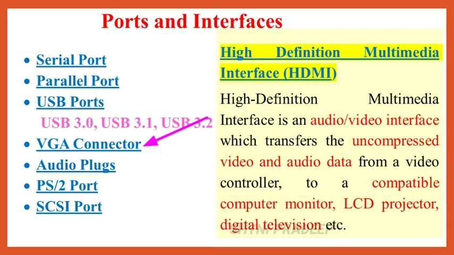Okay. And next, VGA connector. It is used to connect a monitor or any display device like an LCD projector. Okay. And next, audio plugs. It is used to connect sound speakers, microphones and headphones. And next, PS/2 port. It is used to connect mouse and keyboard to the PC. And next, SCSI port. It is used to connect hard disk drives and network connectors.